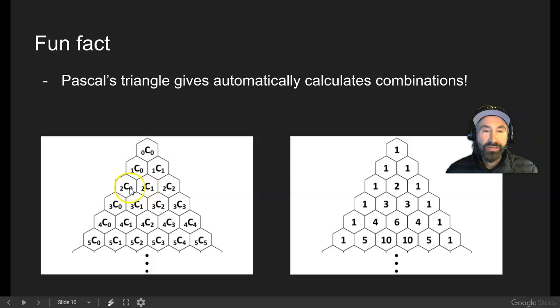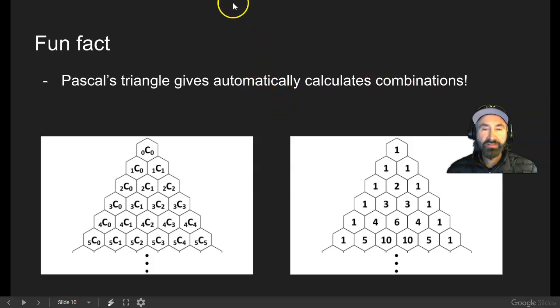It turns out that if we do a combination like C(2,1), that can also be written as 2C1. We can just go to Pascal's triangle and say, oh, that's going to be a 2. If we wanted to figure out 4C3, we can just go to Pascal's triangle and say, oh, that's going to be a 4. And if we wanted to figure out 5C3, we can go to Pascal's triangle and see that that's going to be a 10.